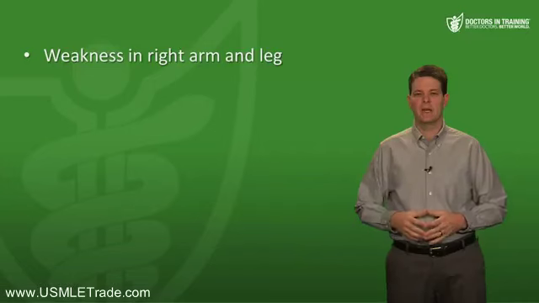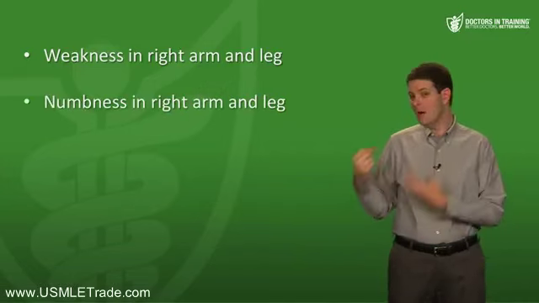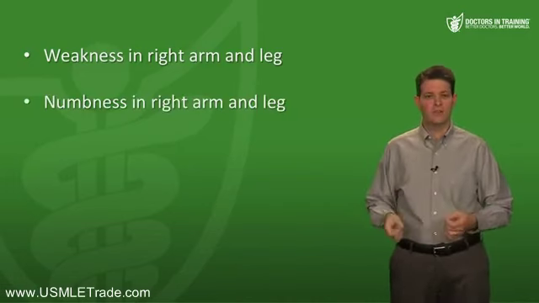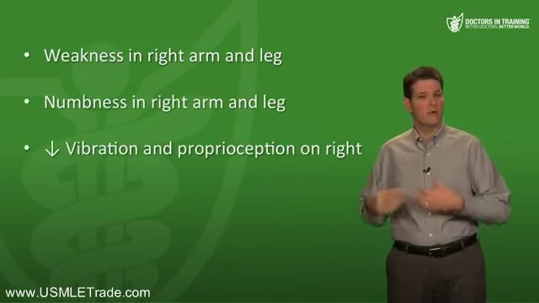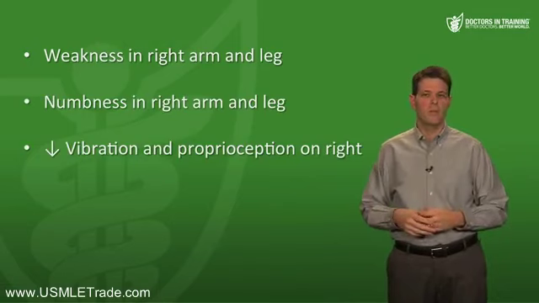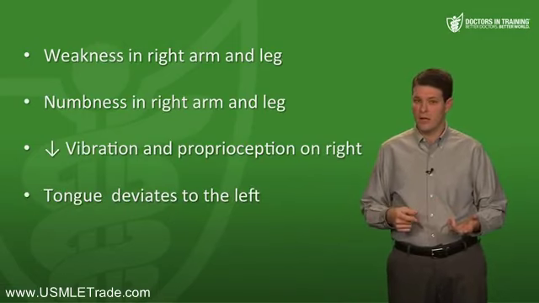Okay, let's consider another patient. Say they give you a patient who comes in complaining of weakness in the right arm and leg and numbness in the right arm and leg. And on physical exam, he has decreased vibration sense and proprioception in the right arm and leg. Plus, his tongue deviates to the left.